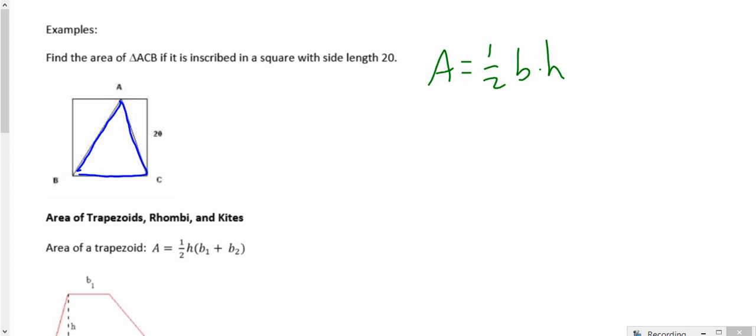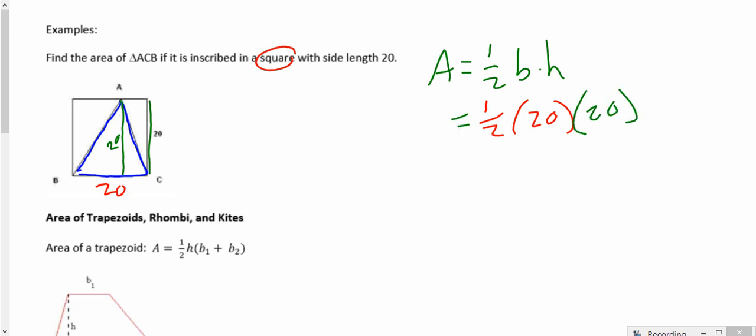And since it's a square, all the sides are 20, so that makes this side a 20, which means we know the base of that triangle. So we have 1/2 and the base is 20. And we said a height is a line that goes from the top to the bottom at a right angle. Well, that's what this side is. So this height is 20 also. So that is our height.